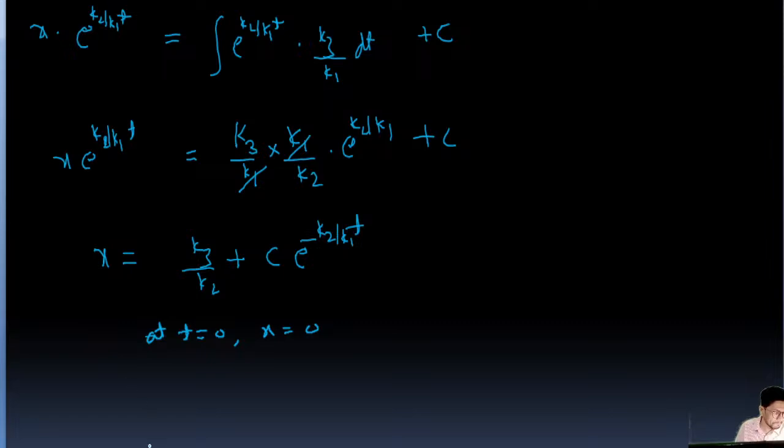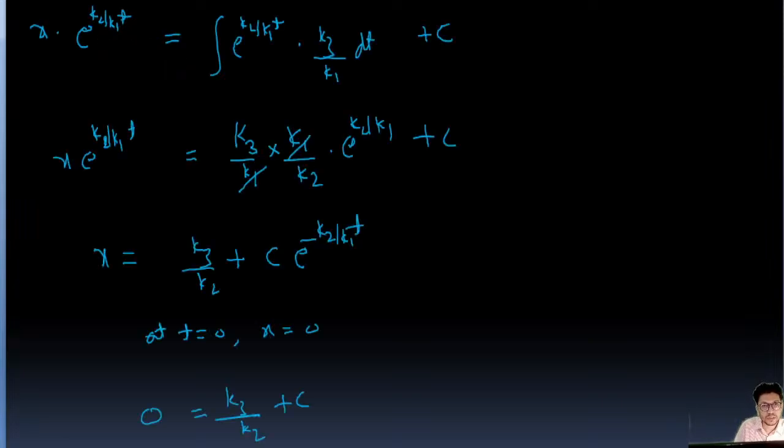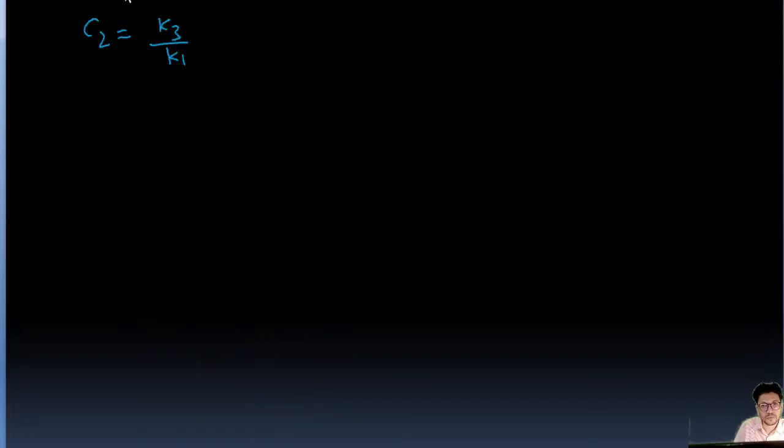So we'll put it. So this value is going to be 0 equal to k3 upon k2 plus c, and this value e to the power 0 is going to be 1, right? So from here, value of c is going to be minus k3 upon k2. Okay, so now we'll put the value in the equation.